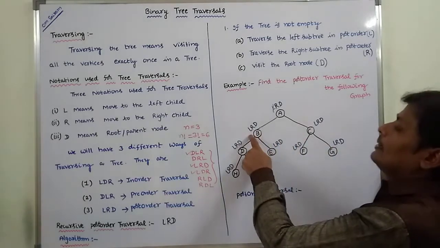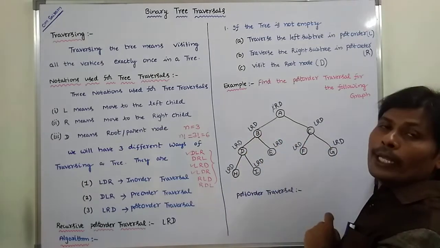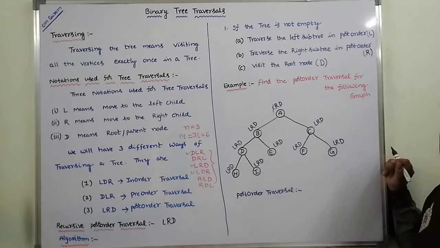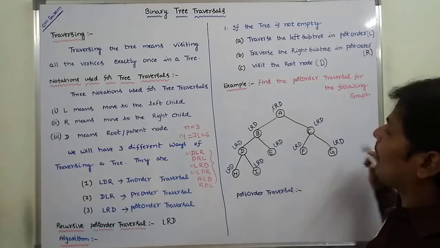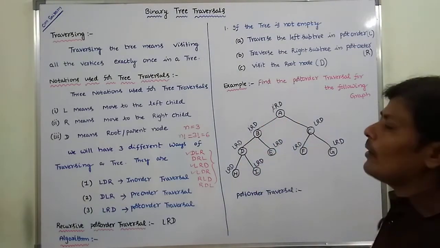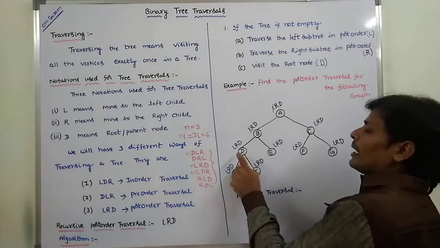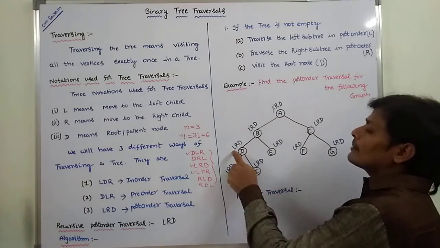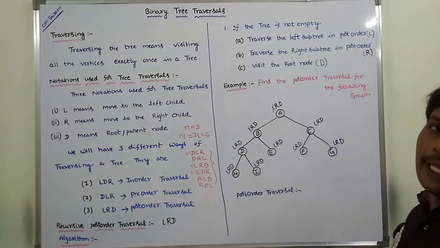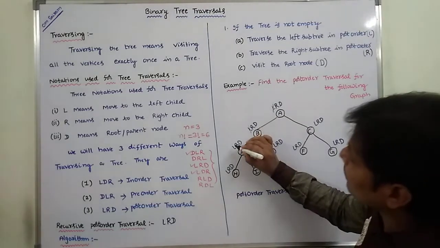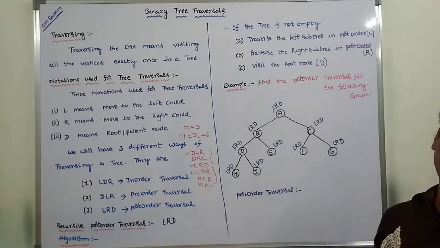Next, at the left subtree, the first node is B. At B, three letters are there, L, R, D. First letter is L. Traverse the left subtree in post order. Strike out L, go to the left subtree. Next, in the left subtree, node D is there. At node D, three letters are there, L, R, D. L means traverse the left subtree in post order. Strike out L and go to the left subtree.